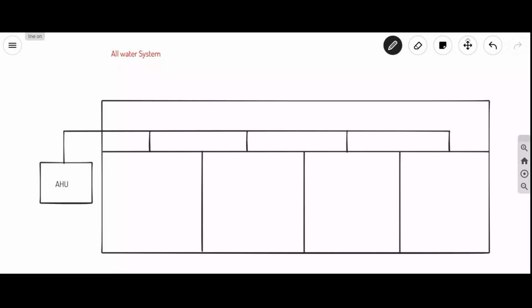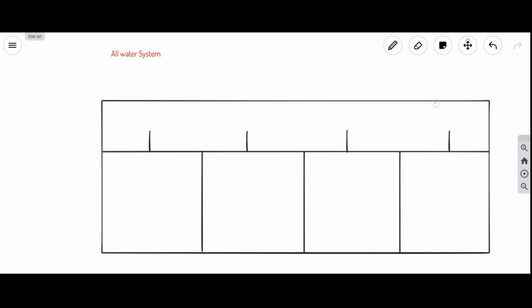we have come up with a system called a fan coil unit. The fan coil unit is the same as an AHU. The principle and the components are all like an AHU, but the working process is quite different.